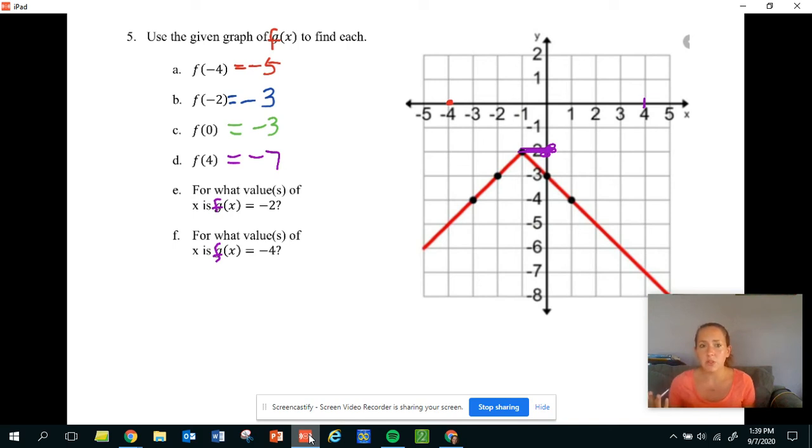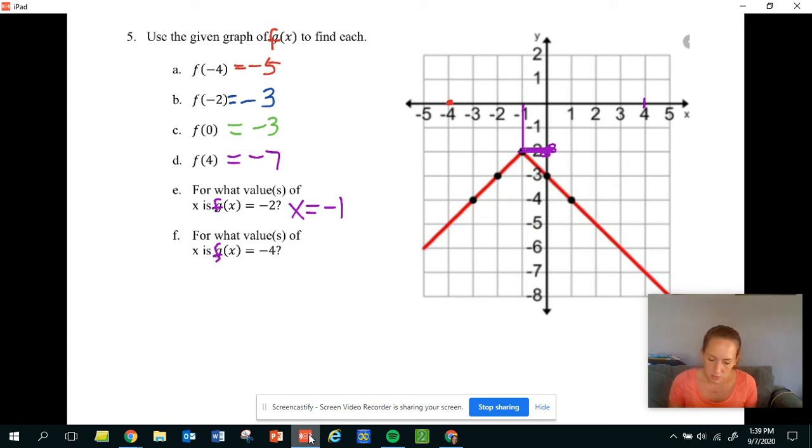The important thing with function notation is that you know if they're talking about X or if they're talking about Y. If it's inside the parentheses, it's X. If it's not, if it's just set equal to it, it's Y. So in this case, when F of X equals -2, X equals -1.